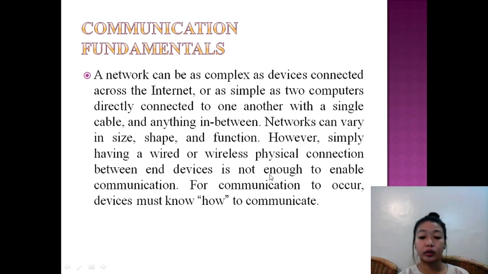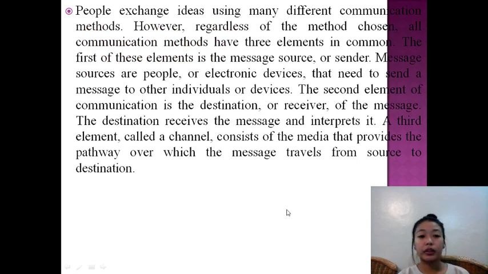For communication to occur, devices must know how to communicate. People exchange ideas using many different communication methods. However, regardless of the method chosen, all communication methods have three elements in common. The first of these elements is the message source or the sender. Message sources are people or electronic devices that need to send a message to other individuals or devices.